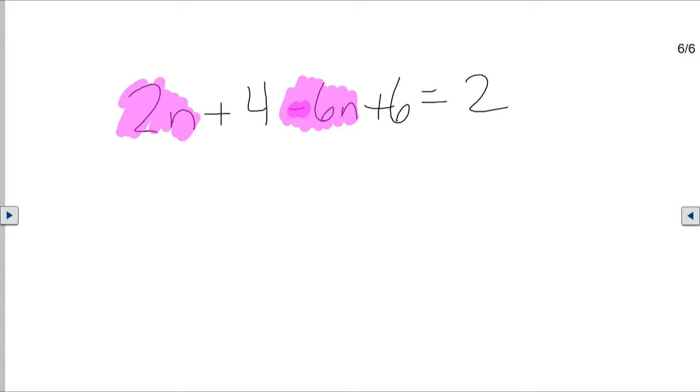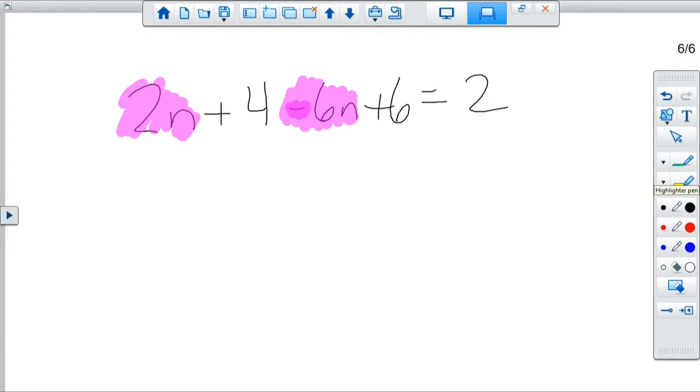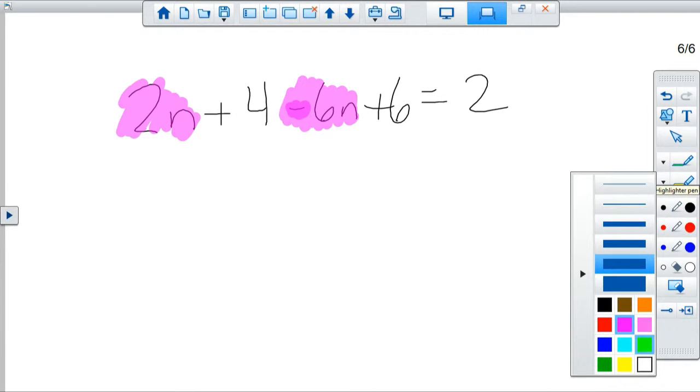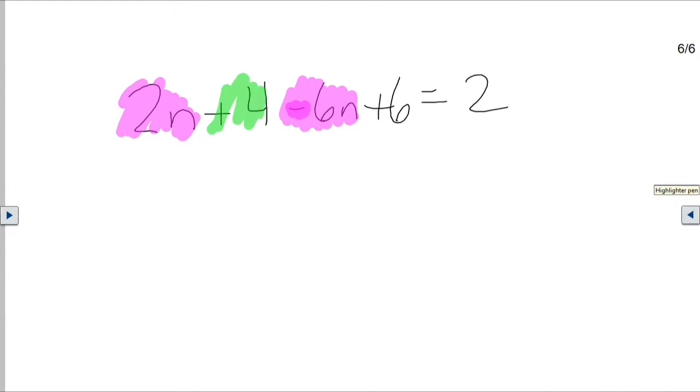Again, be careful of the minus. Okay, we've got to pick that up. We've got to recognize that as being a negative. Okay, we can't go 2n and 6n make 8n. We've got to recognize that that is a minus there. Okay, and then we've got our constants there of plus 4 and plus 6.